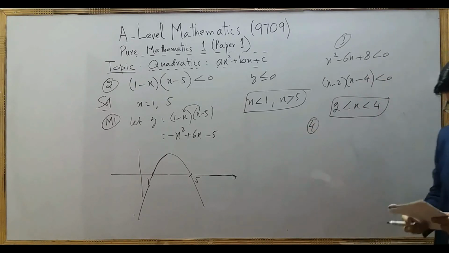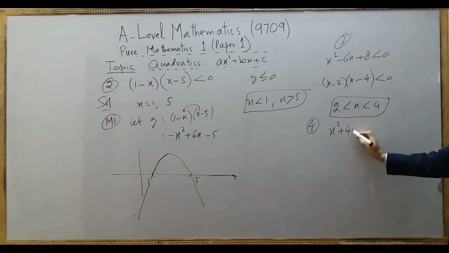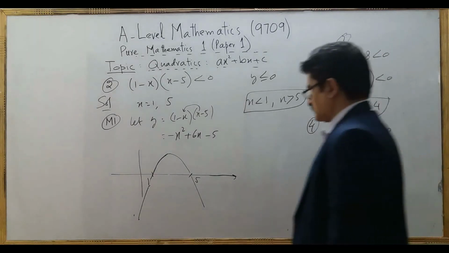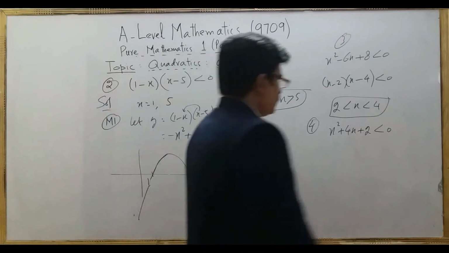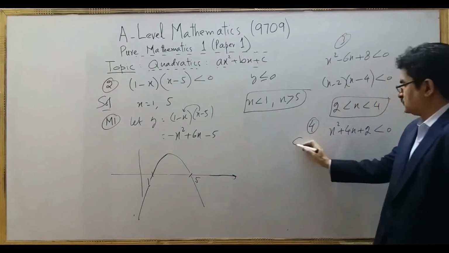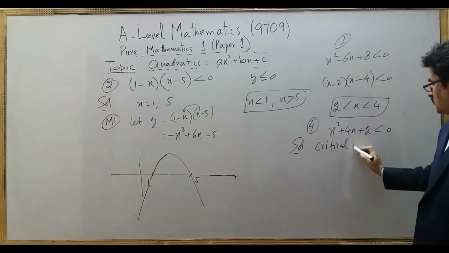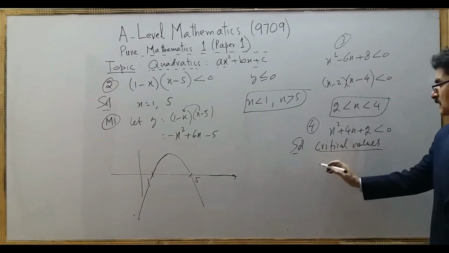Then we have example 4, a different situation. In this example, x square plus 4x plus 2 less than 0. Now we have a new situation. See that it can't be factorized. You try it. So how will you solve it? How will you find the critical values? Now you will use the quadratic formula.